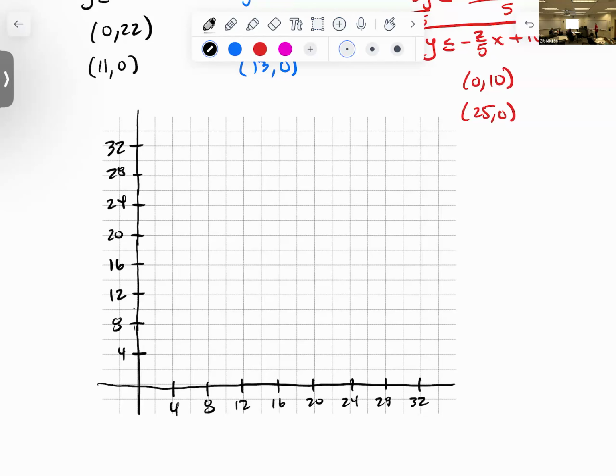Still doesn't get us there. Alright, so each box now represents a 2, but I scaled it by 4s just because I didn't have enough space to write 2, 4, 6, 8. Oh, that's what I did wrong.